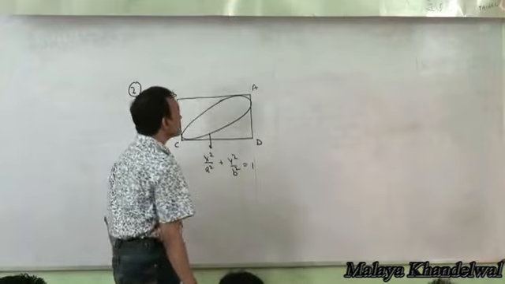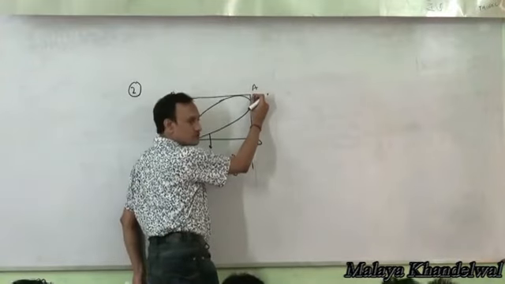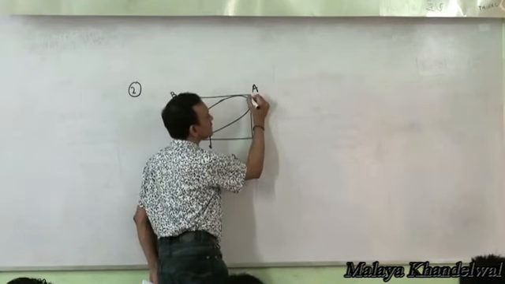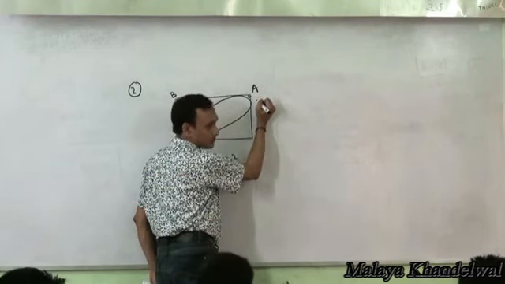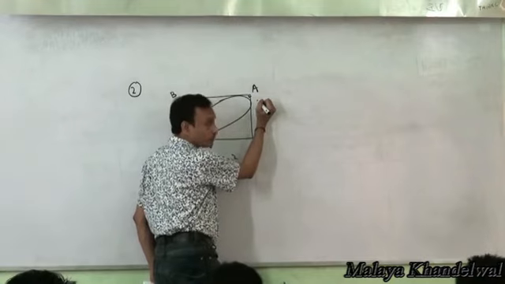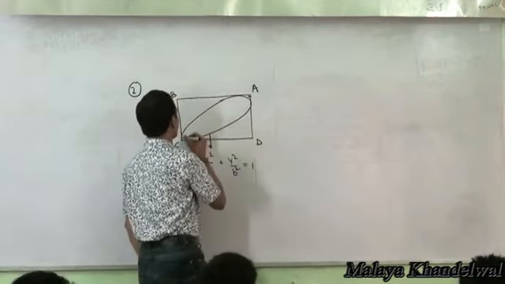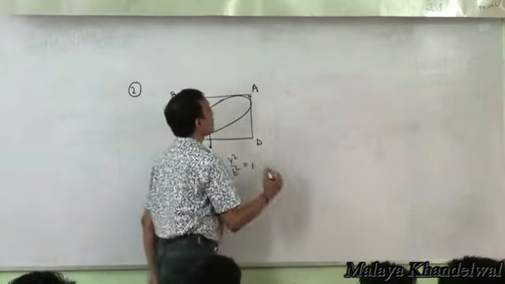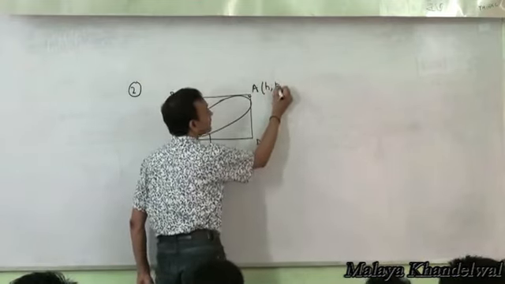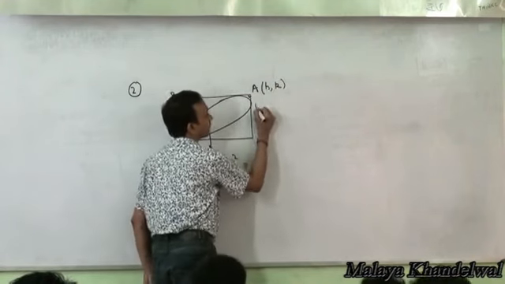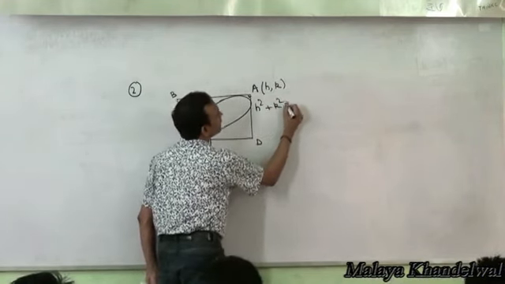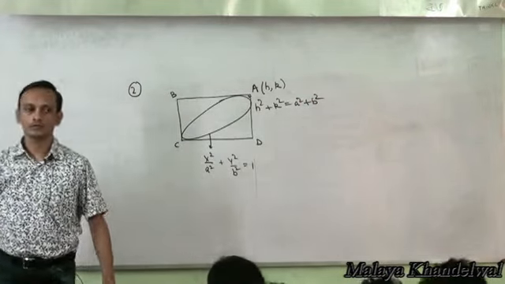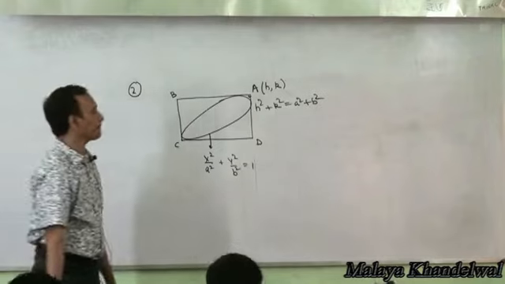Notice that each of these vertices are such that the two tangents drawn to the ellipse are perpendicular to each other, right? And therefore, each of these vertices will lie on the director circle. So if A is some (h, k), then h squared plus k squared must be a squared plus b squared. (h, k) must lie on the director circle, right?